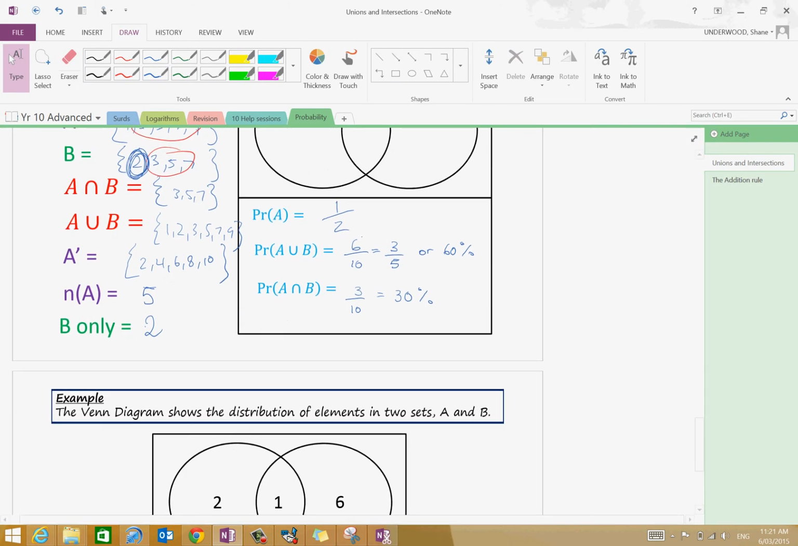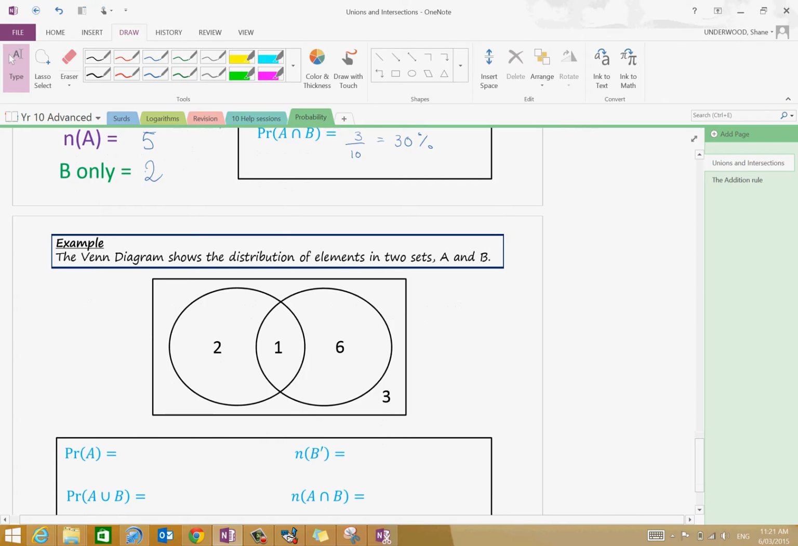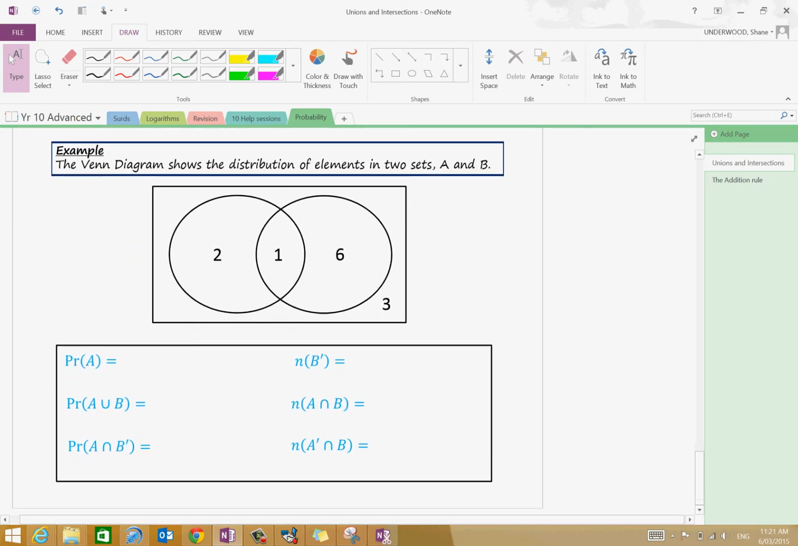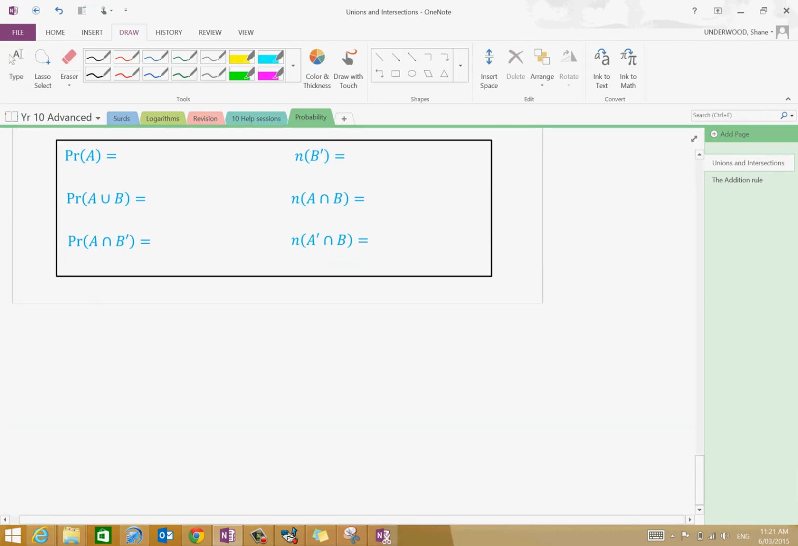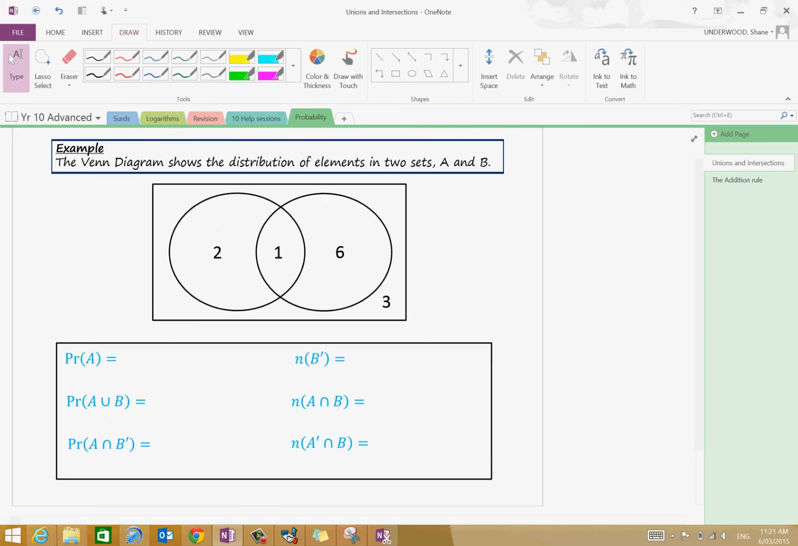Okay, now the Venn diagram shows the distribution of elements in the two sets. All right, look, we've been through this, but remember that if I was to ask you what is the intersection of not A and B, if I had over here A, B, can someone just tell me what is the intersection of not A and B? Matt?